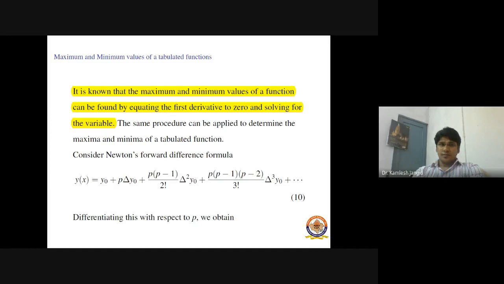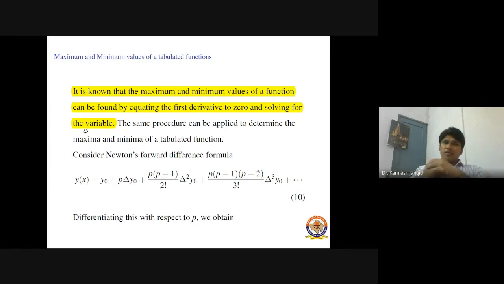Right? Now, next we define the maximum and minimum values of a tabulated function. It means we are given n plus 1 data points and we are interested in finding the maximum or minimum value of the given tabulated function. How do we find this? We know that the maximum and minimum values of a function can be found by equating the first derivative to 0 and solving for the variable.